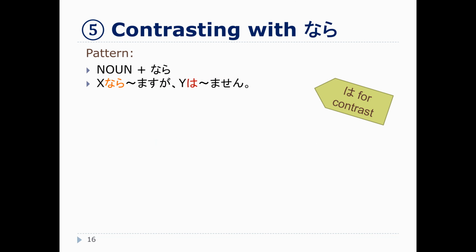So we say X nara affirmative verb ga, Y wa negative verb. This wa is also used for contrast. Remember, wa is the topic marker. So by adding this change of topic, we're emphasizing the contrast. The idea of this expression is that we're showing that the first thing we mentioned is not true, but we also bring up another one in a similar category that is.